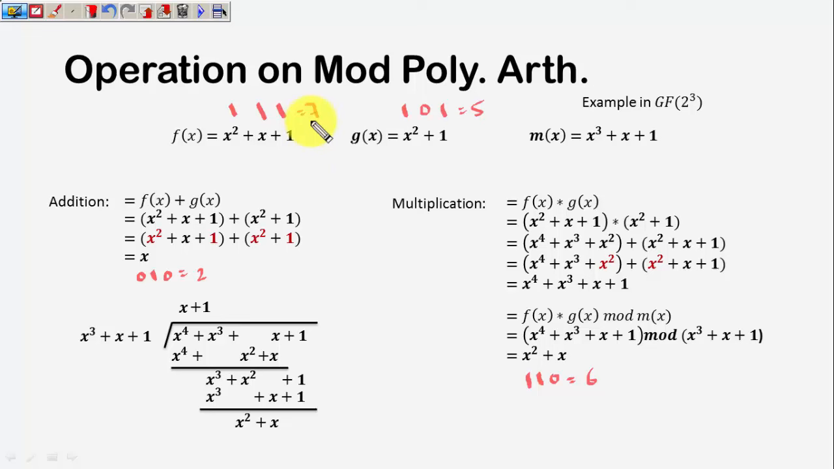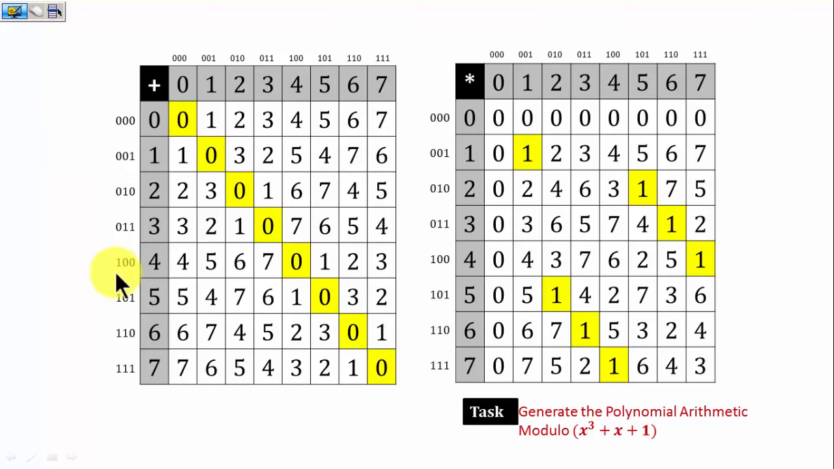So when we multiply 7 and 5, the answer is 6, and when we add 7 and 5, the answer is 2. Let's verify. So 7 and 5 when added gives 2, 7 and 5 when multiplied gives 6. So this is how the Galois field of 2 raised to the power 3 is calculated. You can calculate other values as well and you will get the result as per the matrix that is mentioned over here.